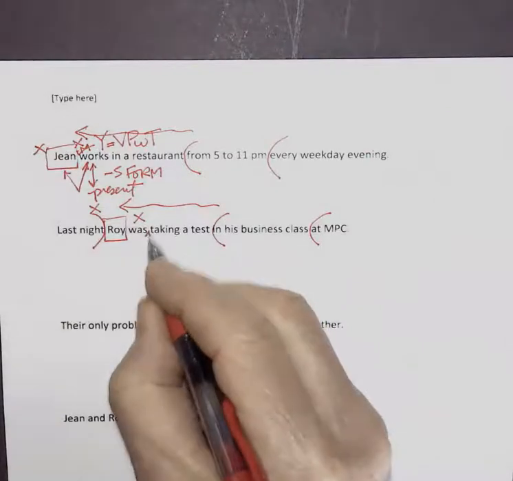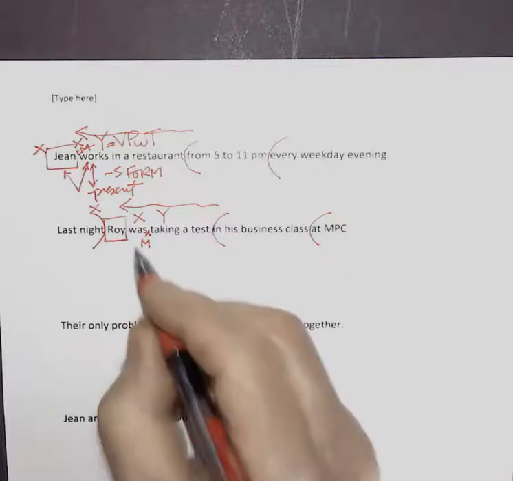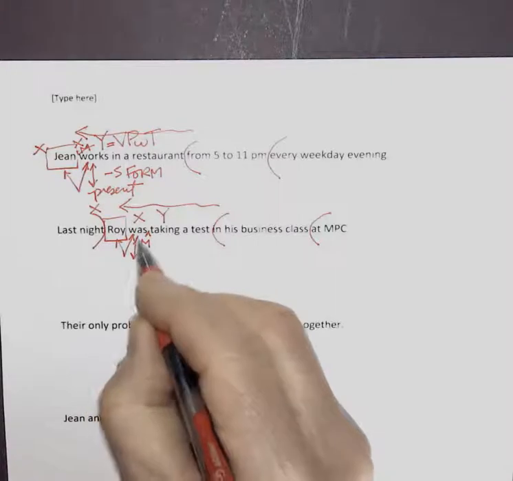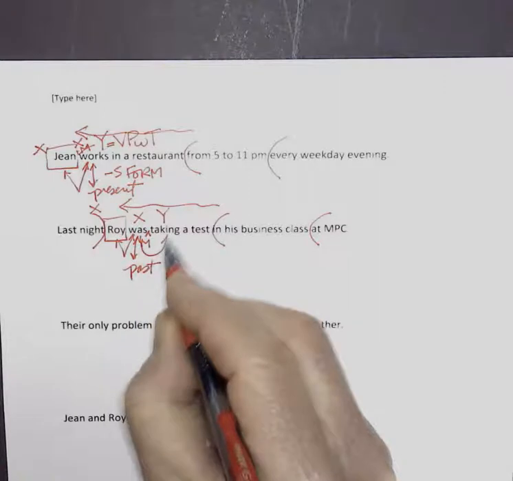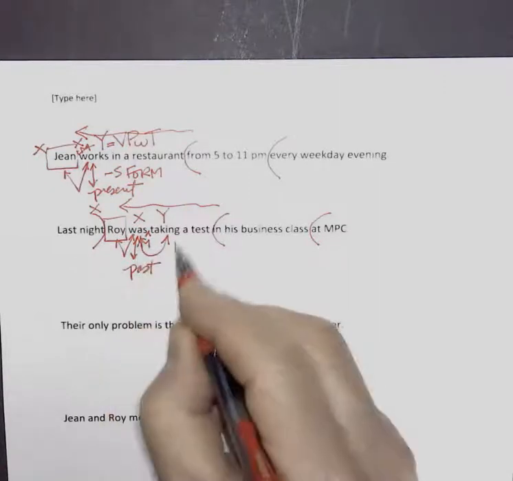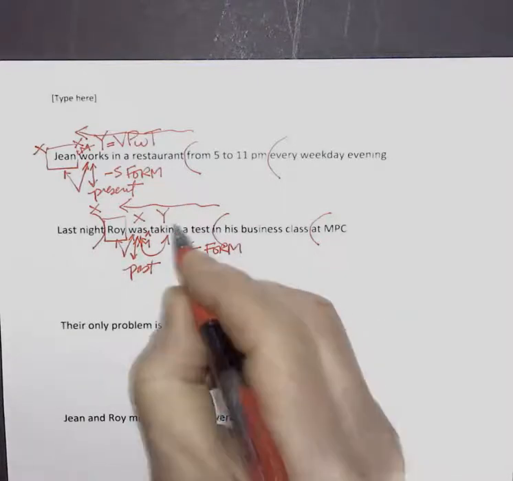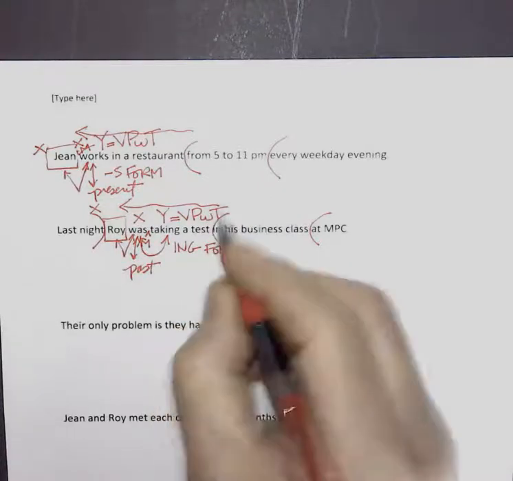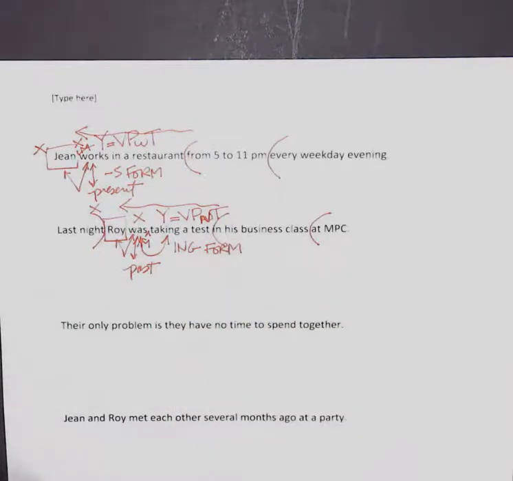Okay, and let's do the M place first before we do the ties, because then we'll have a little more room to work. Was ties with Roy, the subject. Was ties with the past, last night. And was ties with the taking. That's the ing form. Y is a verb phrase, no time.